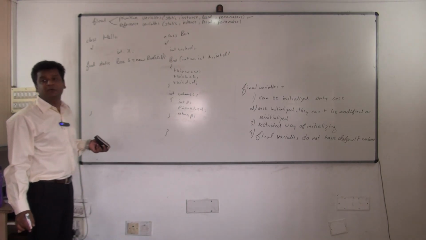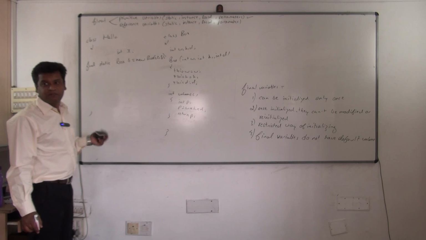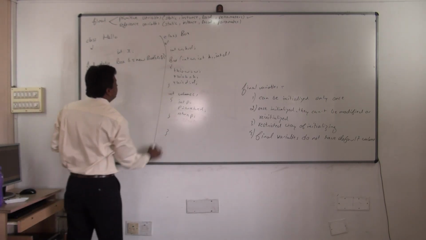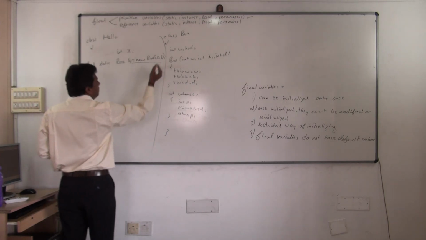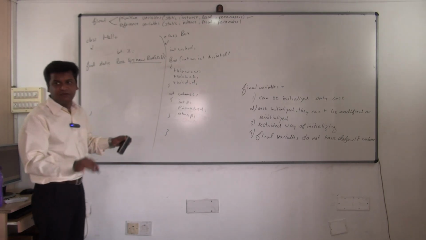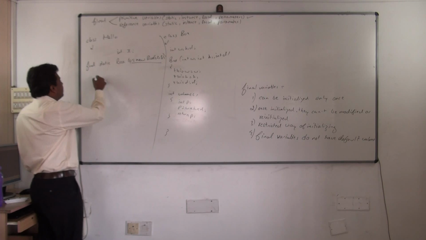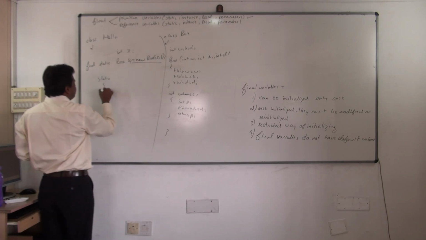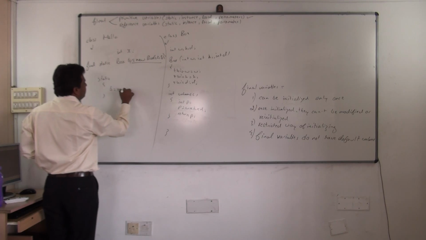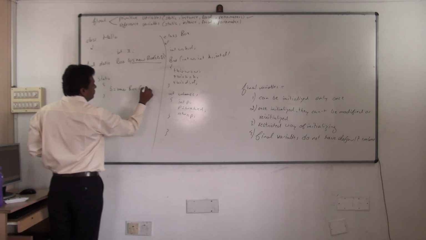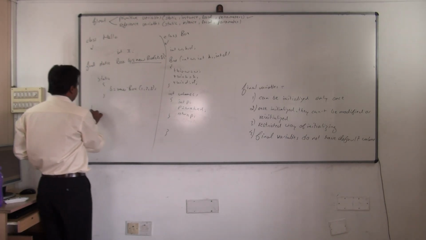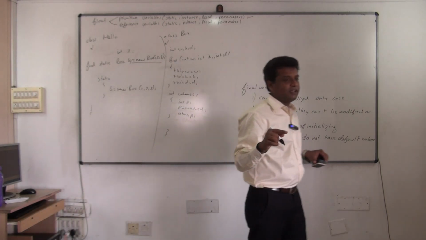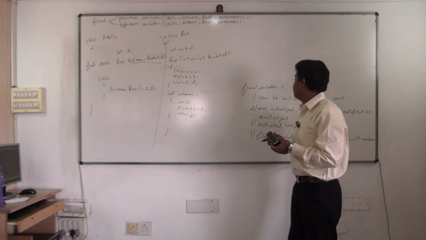For primitive variables you give primitive values. For reference variables you have to give a reference value. By chance if you don't initialize it here, this is called a blank final variable. And that you have to initialize in the static block. These are the only two places you can initialize. How will you initialize? b is equal to new Box of 1, 2, 3. Only two places, either while declaring or in the static block. That's it. And now let's see how to work with this.